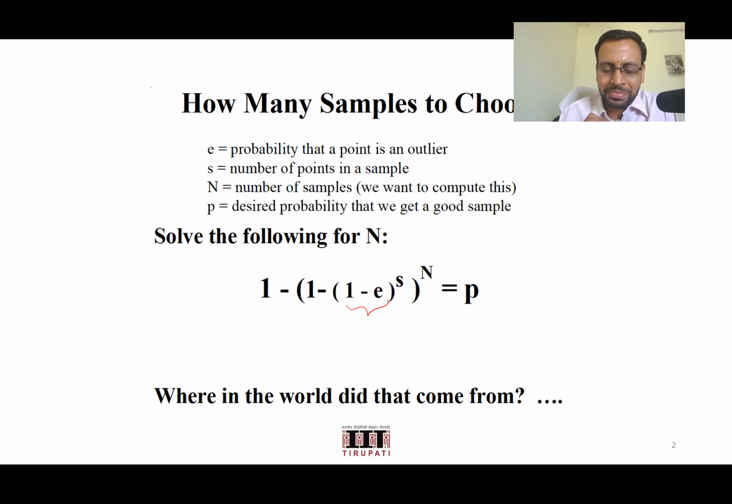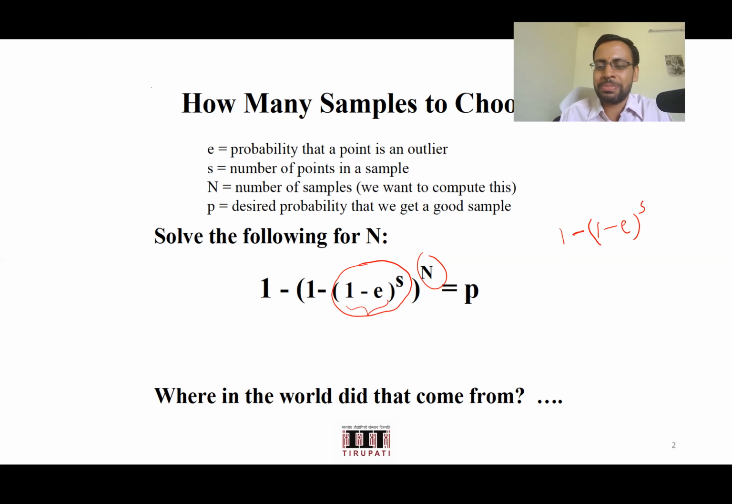So if we take S points, it's 1 minus E. So what is this probability now? 1 minus E whole power S. What does that give? The probability of S inlier points. Very good. In other words, since the number of points in a sample is S, you could say that this is the probability that a given sample has all inlier points. Yes, very good. And now, what does this represent?